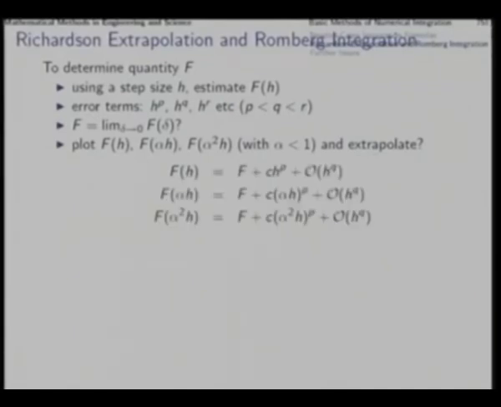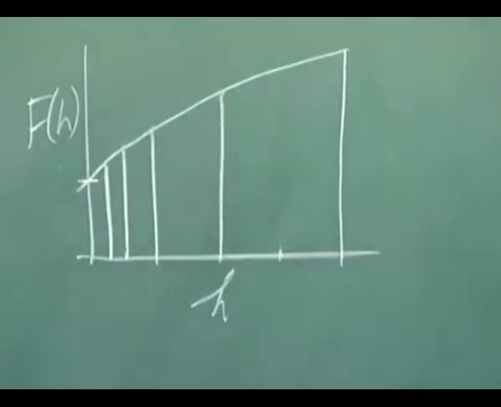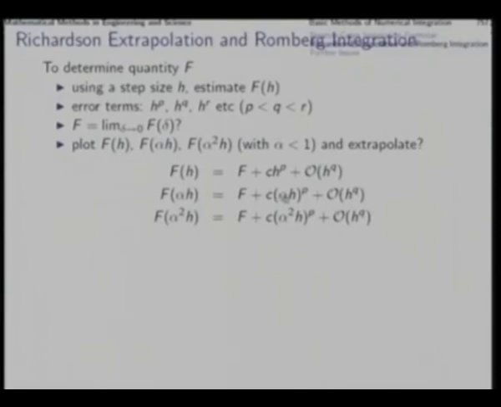Now, this will work when the leading errors have certain gaps. So, for example, suppose in the evaluation of f of h through the numerical procedure, the leading error term is h to the power p, and next is h to the power q, next is h to the power r, and so on with gaps. Then with alpha h, alpha less than 1, in this example I have taken alpha equal to half, which we will be using in the case of numerical integration also. Now, with alpha h step size, the estimate is this. Similarly, for alpha square h, the estimate is this.